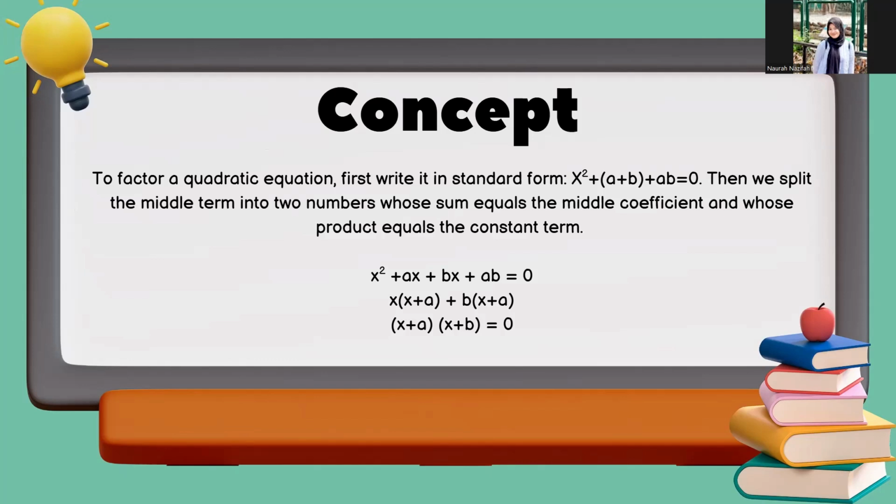x times (x plus a) plus b times (x plus a). Then (x plus a) times (x plus b) equals 0.